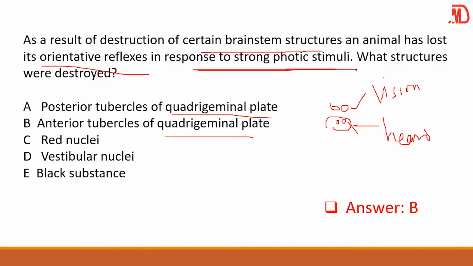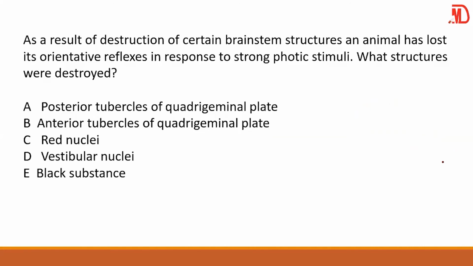Don't forget, superior also means anterior, whilst inferior also means posterior. So please take note. Posterior means inferior, and anterior means superior. All right. Same question, I guess. Photic stimuli. So again, we are referring to what? The tubercles of the quadrigeminal body.